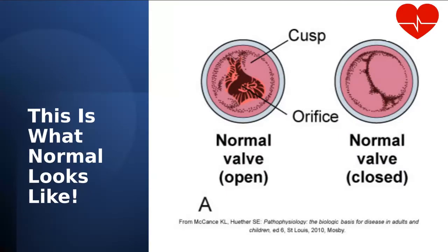This is what normal looks like. I always think that you need to know normal so you can recognize abnormal. So we always want that valve to open to its fullest capacity to let all of the volume out. And when it snaps closed, we want it to close very crisply and tightly because we do not want blood flow to go back to the previous structure. So this is what normal looks like.